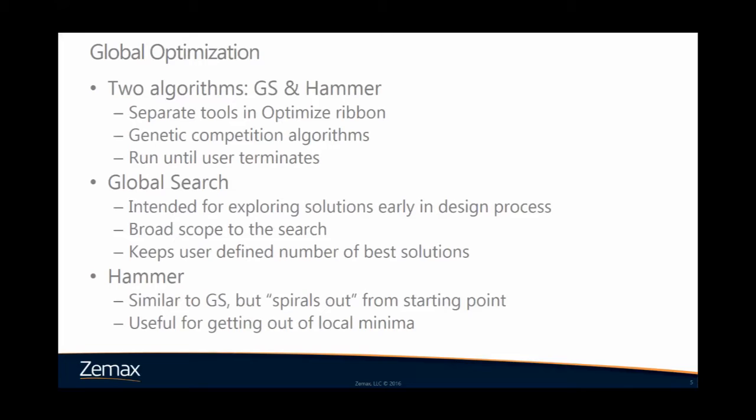The longer you run global search, the more likely it is that the routine will close in on the best solution in the area of solution space where you reside. Global search also allows you the ability to keep some number of best solutions that have been found thus far. Hammer optimization is also a genetic competition algorithm.